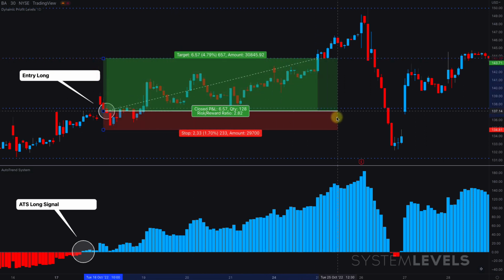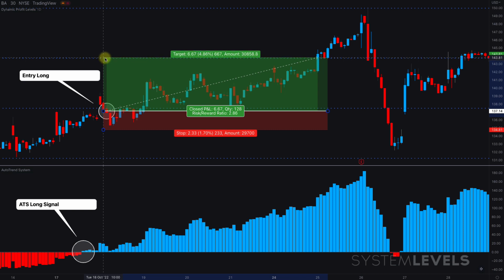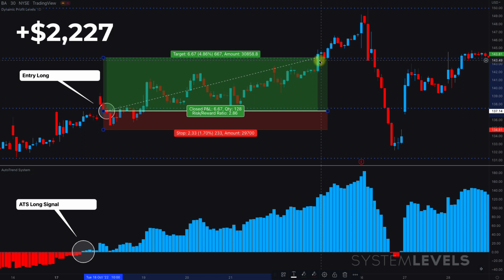You can see right here, at that point, so right around here. At that point, we can scale out of our first position. In other words, we're selling a third of our 1,000 shares. That's 333 shares, and that would be a profit of $2,227, right? So that's our first profit target.